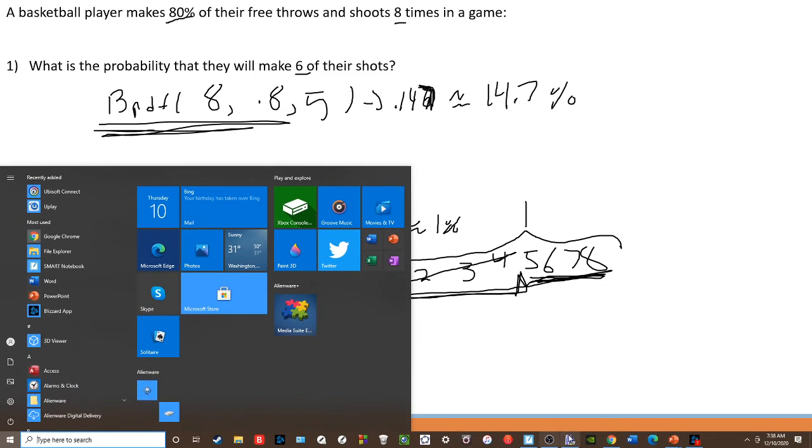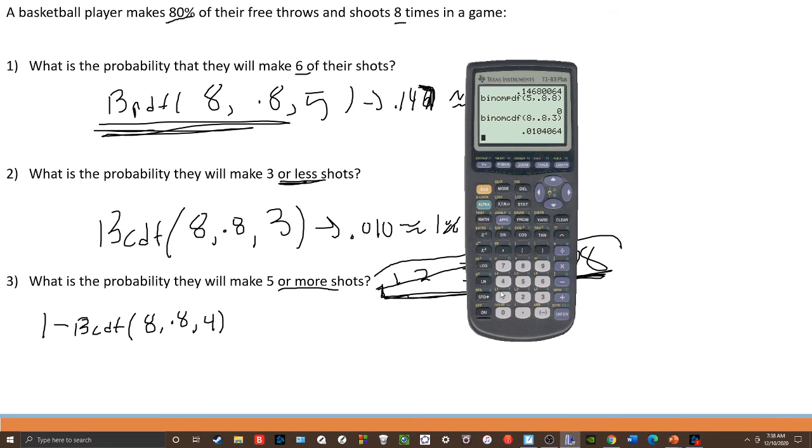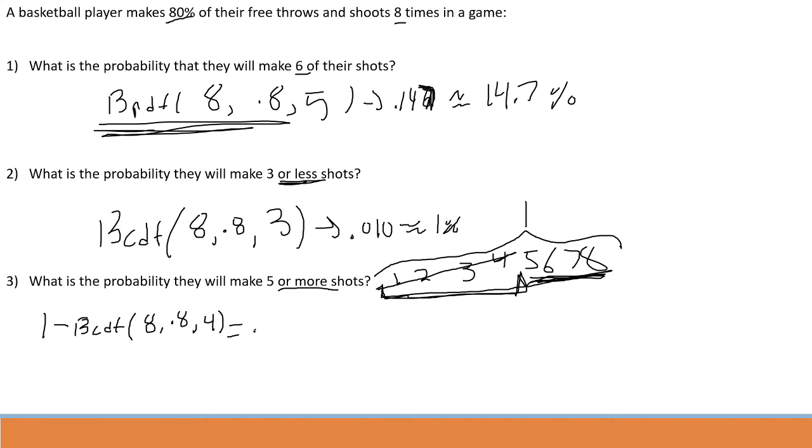So I'm going to go to my calculator once again, and I'm going to subtract 1 minus the CDF of 8, comma, 0.8, comma, 4, not 5, because I want to keep the 5. I want to subtract 4 on down, which gives me 0.944, we'll say. So about a 94.4% chance.